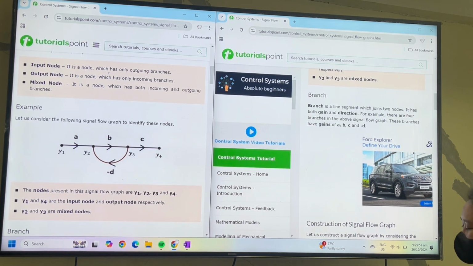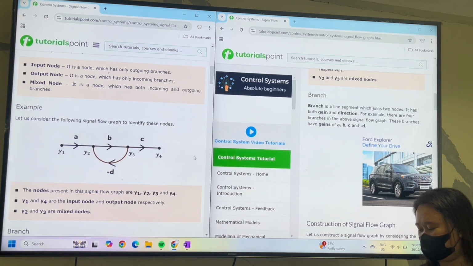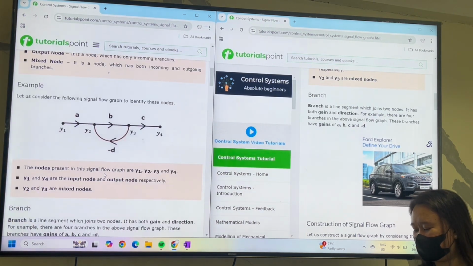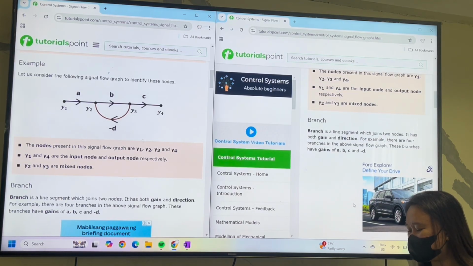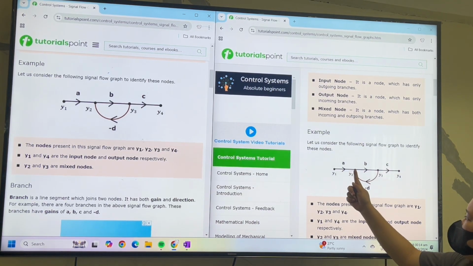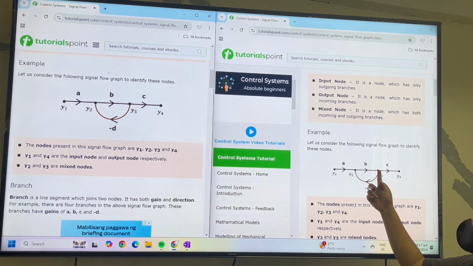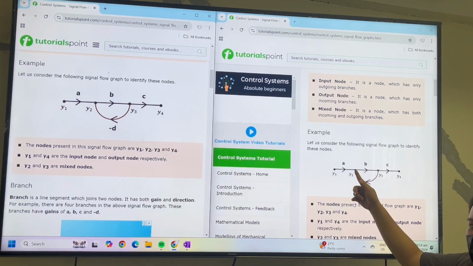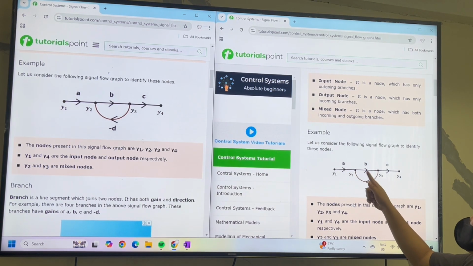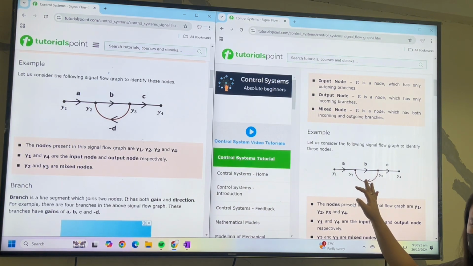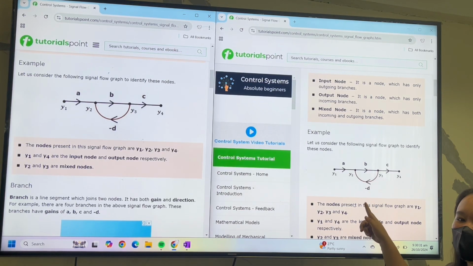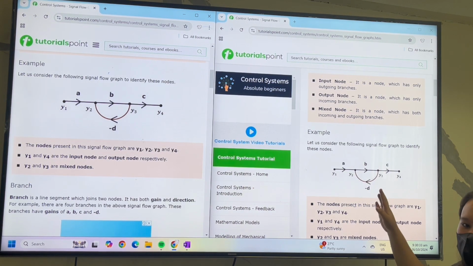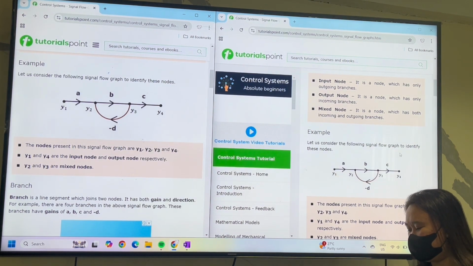Okay. Next, we have the branch. A branch is a line segment which joins two nodes. It has both gain and direction. For example, there are 4 branches here. We have 1 branch, 2 branches, 3, 4. And this A, B, C here, class, are the gains. Gain A, gain B, gain C, gain negative D for negative feedback. For positive feedback, positive D.